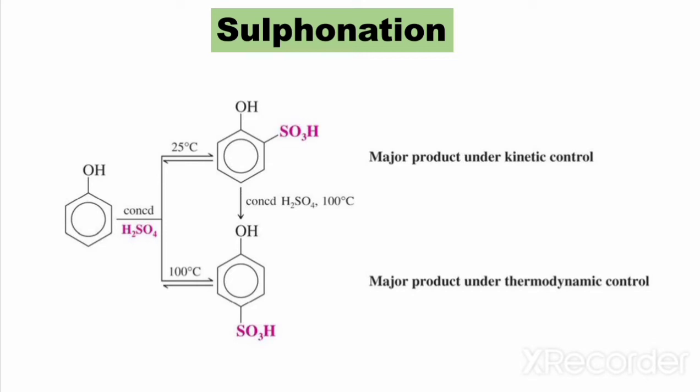When we apply a high temperature to this reaction, the final product changes because of the change in conditions. We get the para position compound, which is the major product under thermodynamic control. As you can see, when the conditions are different, the major products are different. So as a result, ortho and para products are formed in sulfonation.